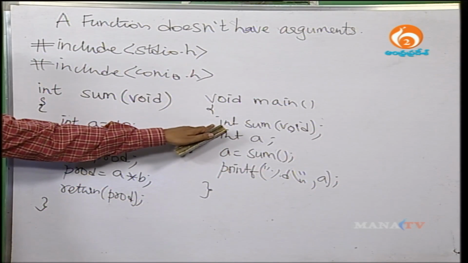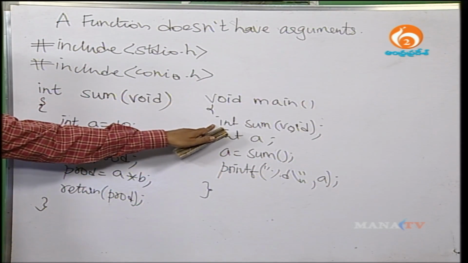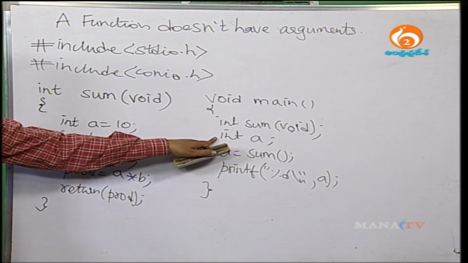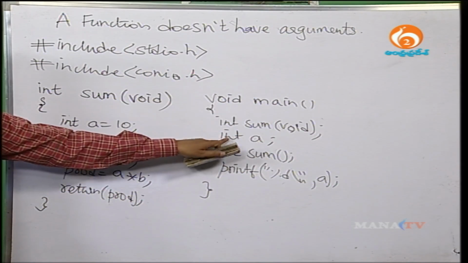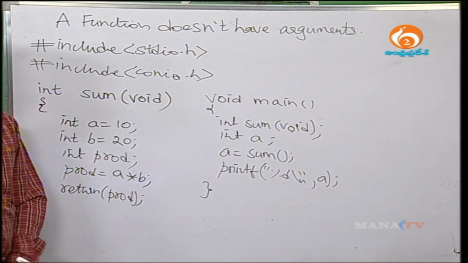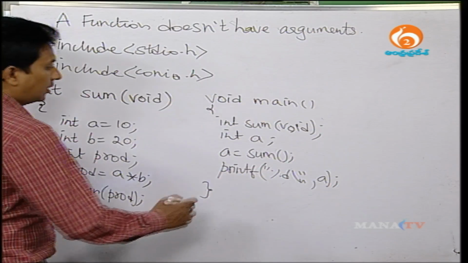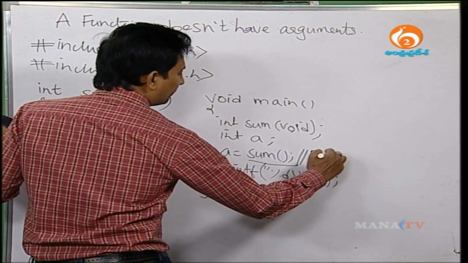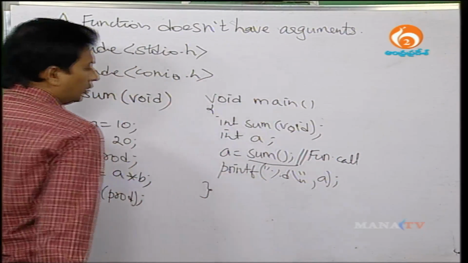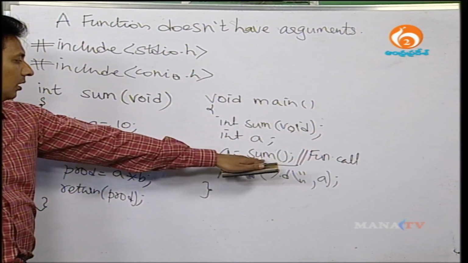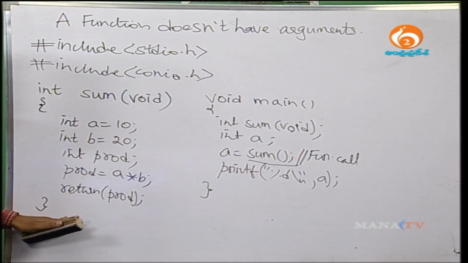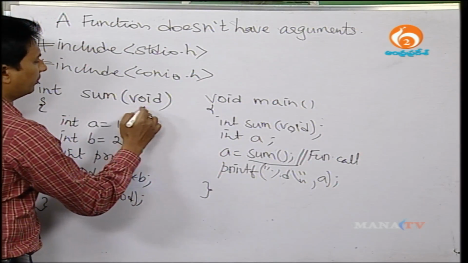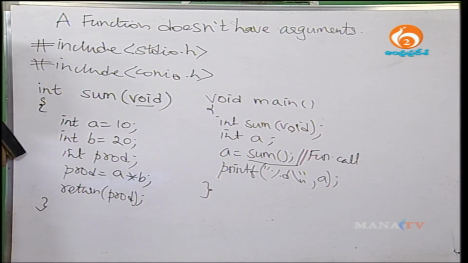This is the function declaration, int sum of void. Next, int a semicolon is a variable declaration. One variable is created somewhere in the memory, which means a is eligible to store integer values. a equal to sum is nothing but a function call. Whenever this function is called and executed, we are not sending any values to this function, which means it is void.